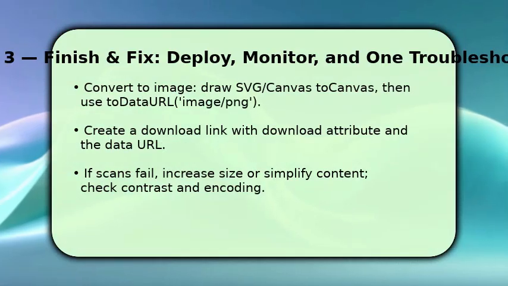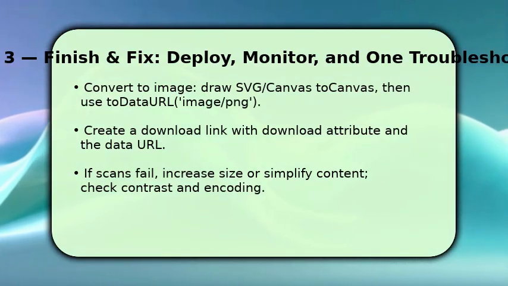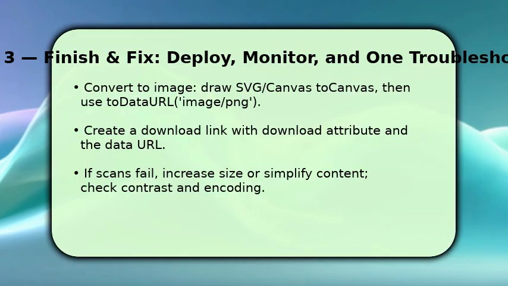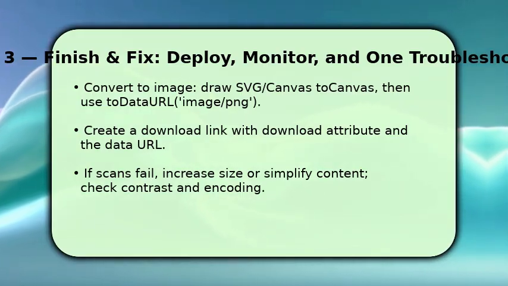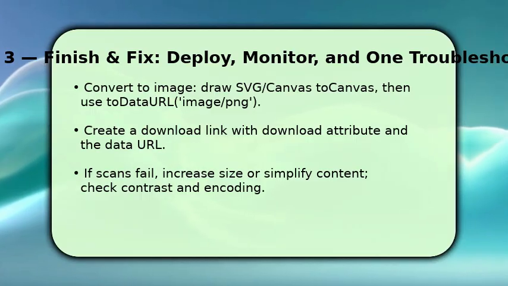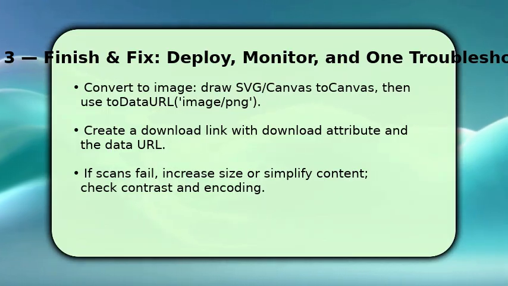Finish by exporting the rendered QR to a downloadable PNG. Draw the SVG into a canvas when needed, call to data URL, image/PNG, and attach that URL to an anchor with download. Once done, provide a clear file name and trigger a click to save.